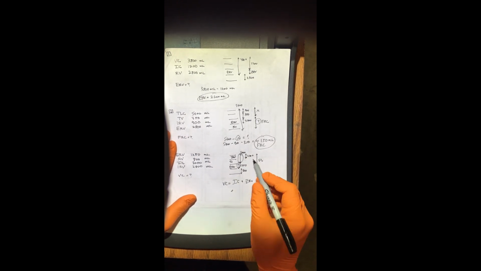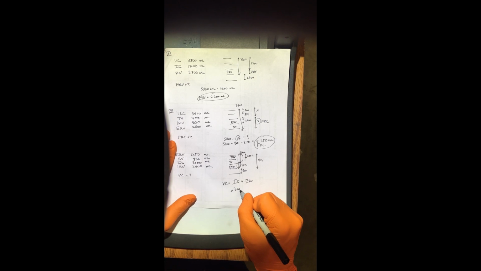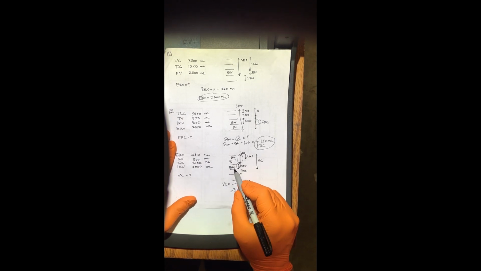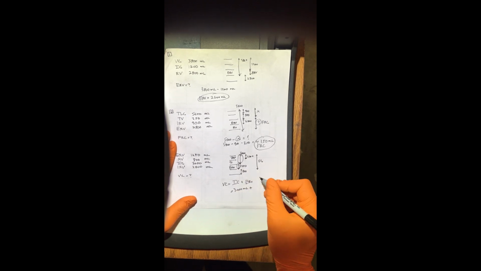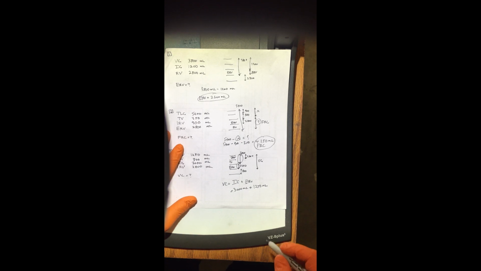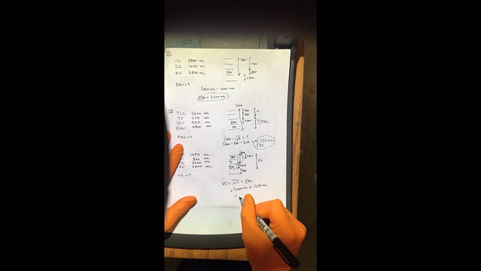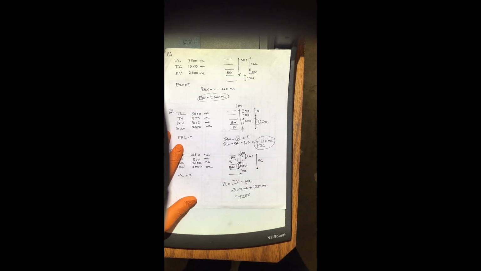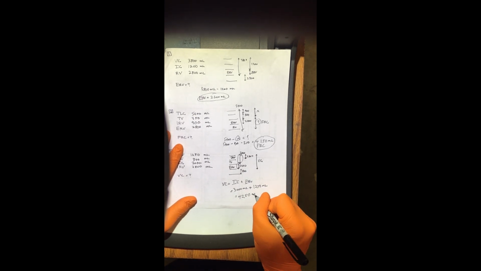And so this just ends up being this 3,000 mL plus our expiratory reserve volume, which is 1,250 milliliters. Okay, and so if we add this together, I don't need a calculator for this, hopefully I'm right, 4,250 mL, and that is our vital capacity.